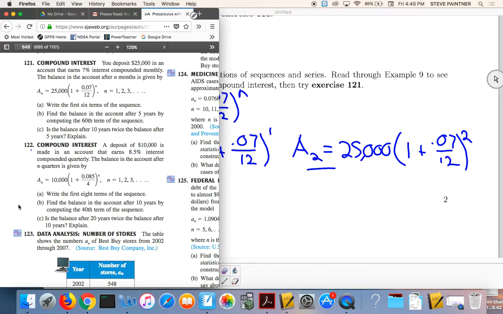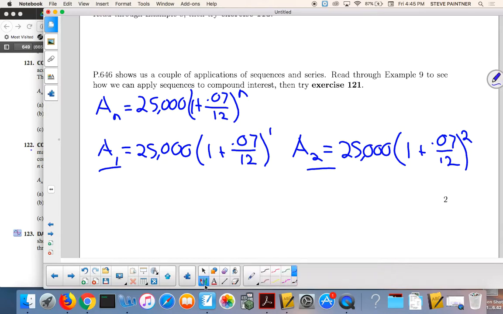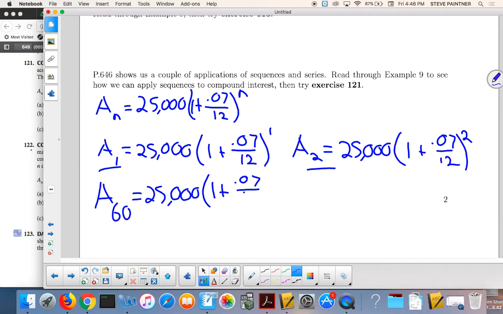In B, it wants us to find the balance in the account after 5 years. Since every year has 12 months, that's like the 60th term of our sequence, because our sequence is in terms of months. So after 5 years, that's the same thing as our 60th month. So that's 25,000 times 1 plus 0.07 over 12 to the 60th power. And again, punch this into your calculator.